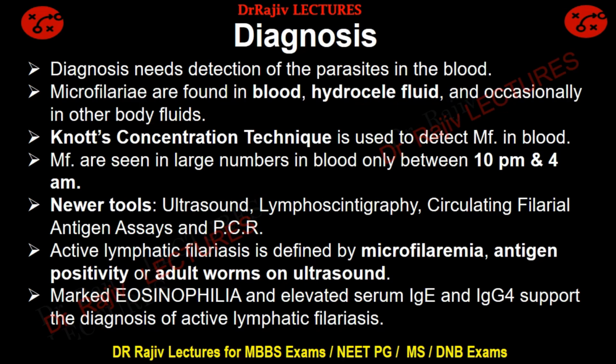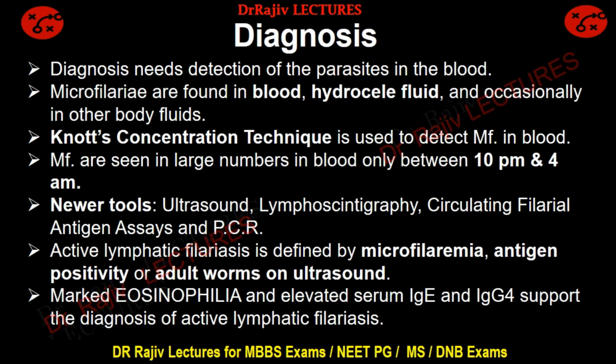The timing of blood collection is crucial. It should be based on the periodicity of the microfilariae in blood. In India, they show a nocturnal periodicity. Microfilariae are seen in large numbers in peripheral blood only at night, between 10 pm and 4 am. Newer tools for diagnosis are ultrasound, lymphoscintigraphy, circulating filarial antigen assays, and PCR.